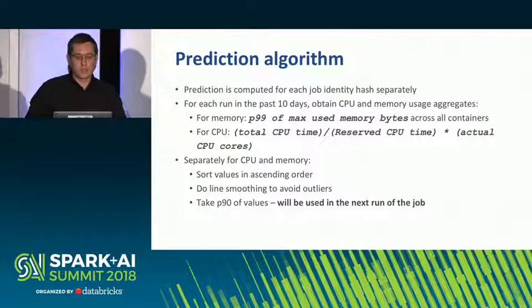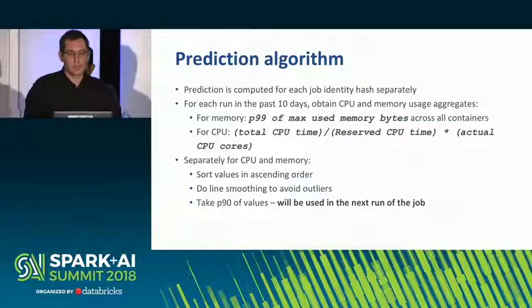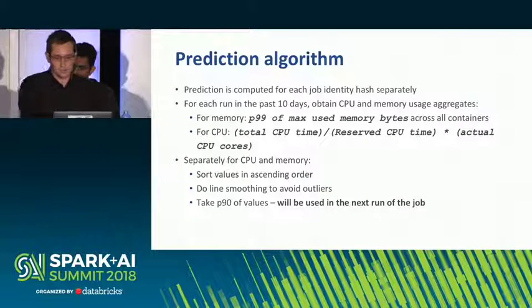Next, we do the following steps separately for CPU and memory. We sort values in ascending order, do line smoothing to avoid outliers, and take P90 of values. This is what's going to be used in the next run of the job. So the algorithm is pretty linear, but it's obtaining pretty good results for us.